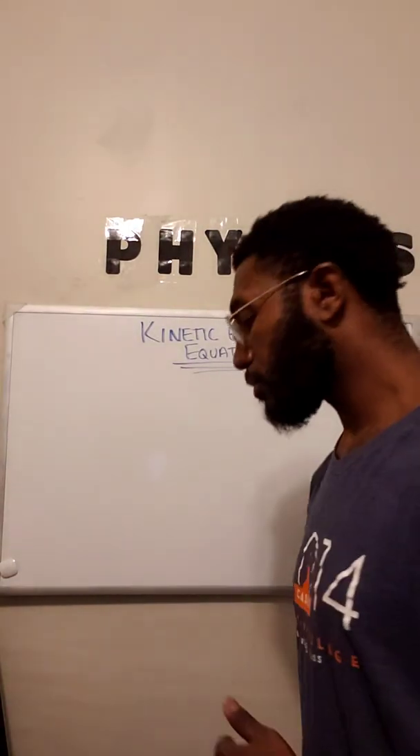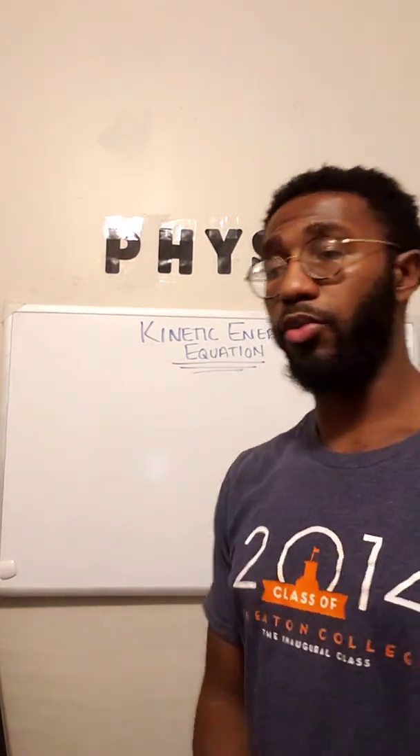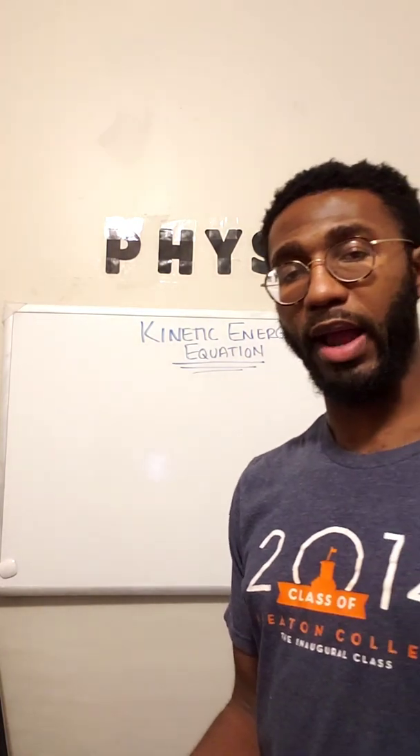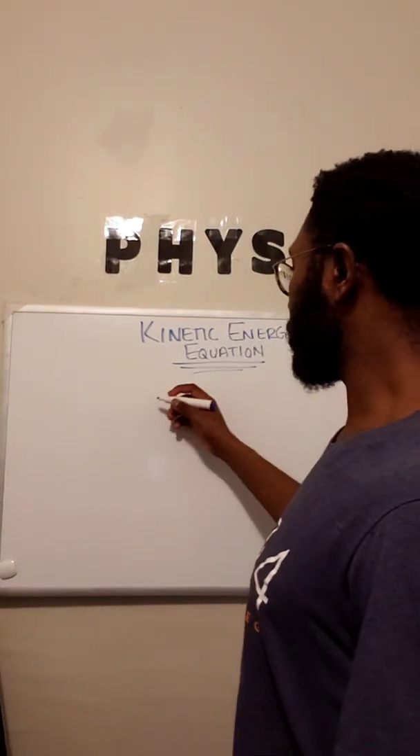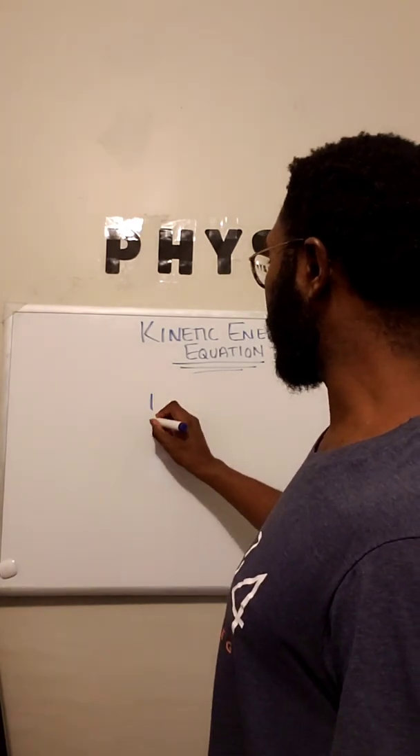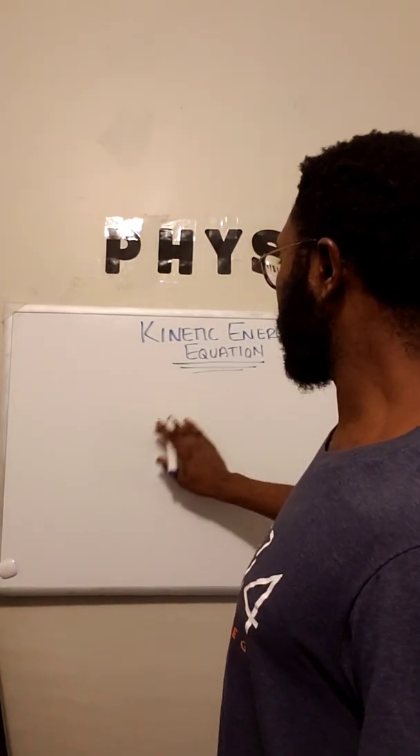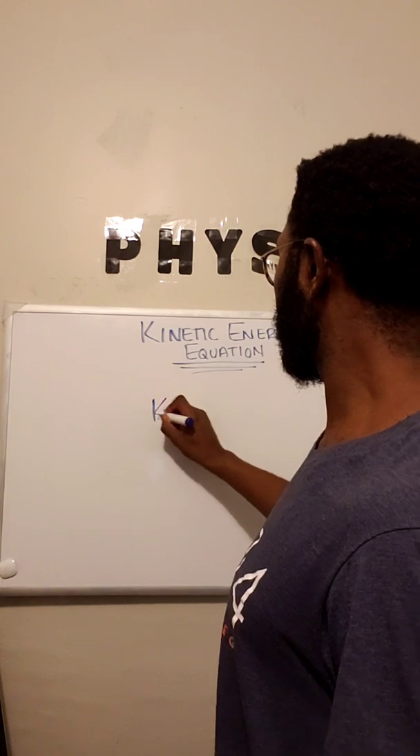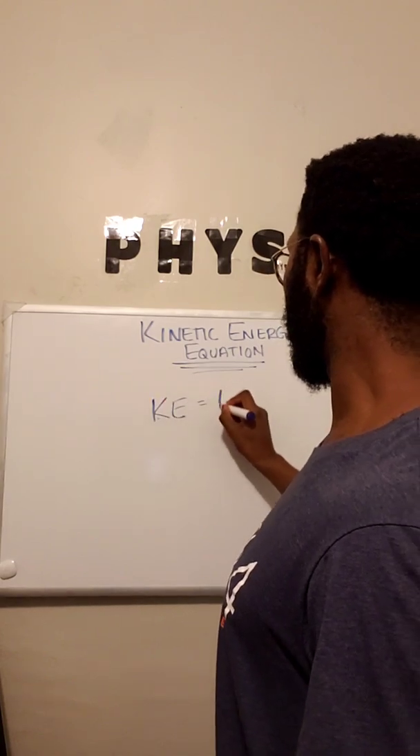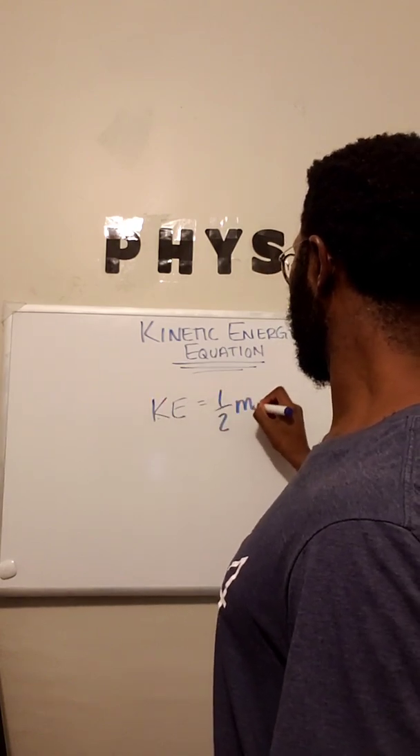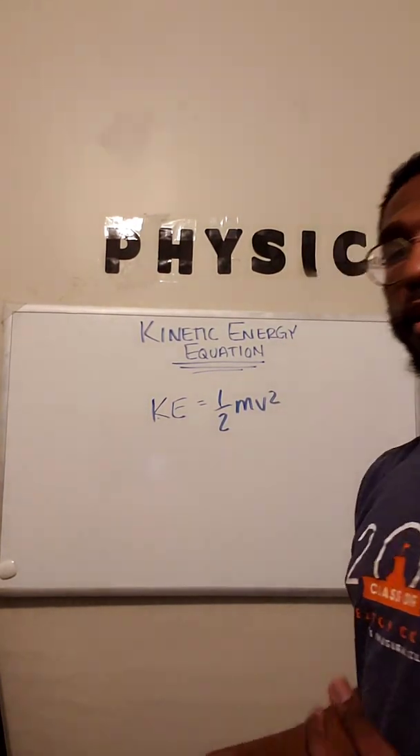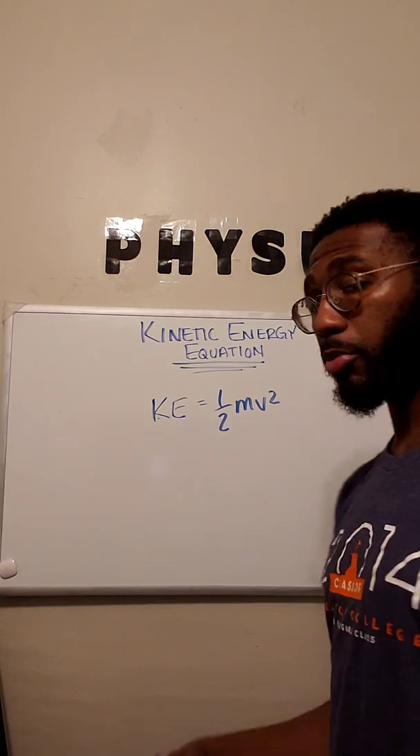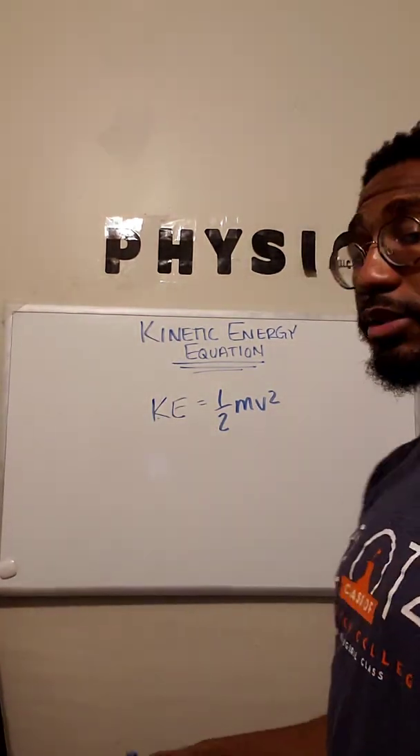All right, so now that we've done that, we are going to do some algebra practice with the kinetic energy equation. All right, so let's go ahead. We'll do kinetic energy equals 1/2 mv squared. All right, so when you do different word problems, you're going to have different pieces of information.